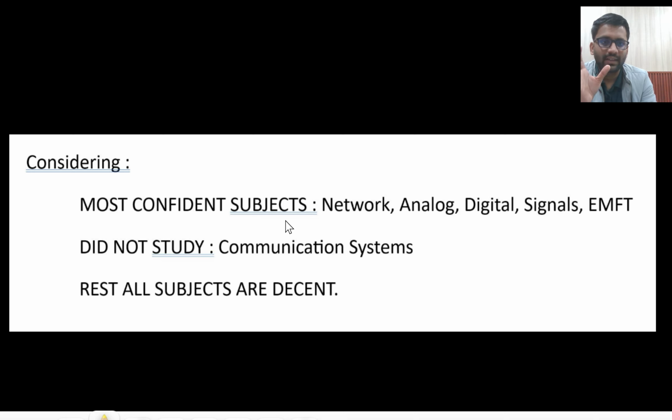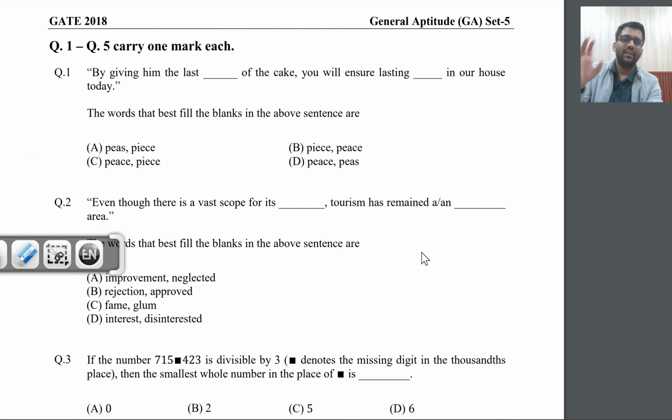Right? So let's start attempting the question paper of GATE 2018. I will tell you what would be a perfect approach from my side. Your perfect approach could be something else, but this is how I would be thinking in the examination, that how would I attempt the question paper. So this is the GATE 2018 question paper.